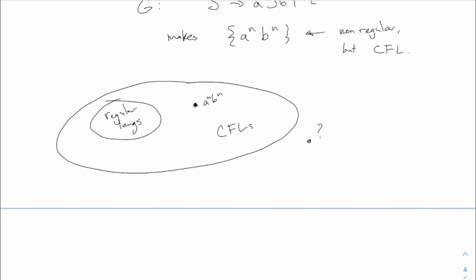This sort of description of the languages in increasingly more complex categories is referred to as the Chomsky hierarchy of languages. This is named after a mathematician named Noam Chomsky, who actually was the person who invented grammars in the way that we formalize grammars in the mathematical sense.